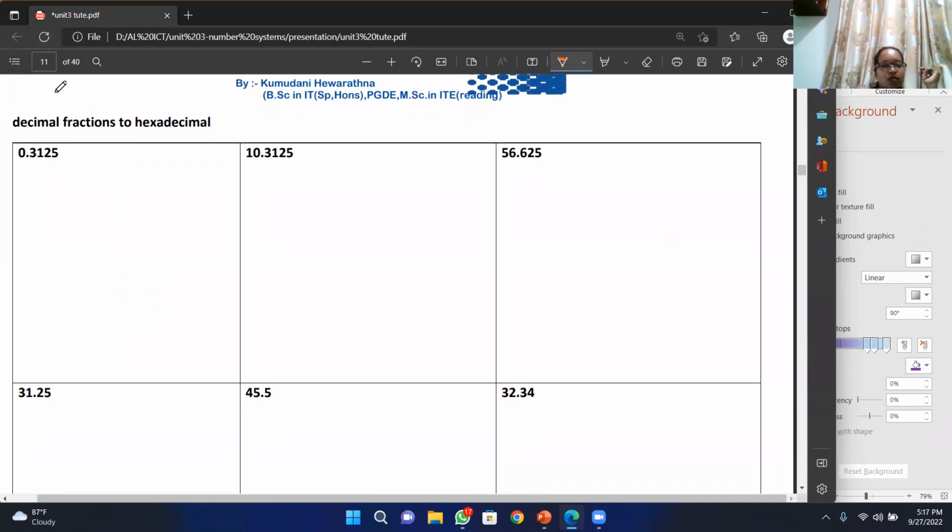Page number 11, first one, 0.3125. So no whole number part again. Only this 3125 you have to multiply by 16. Let's see.